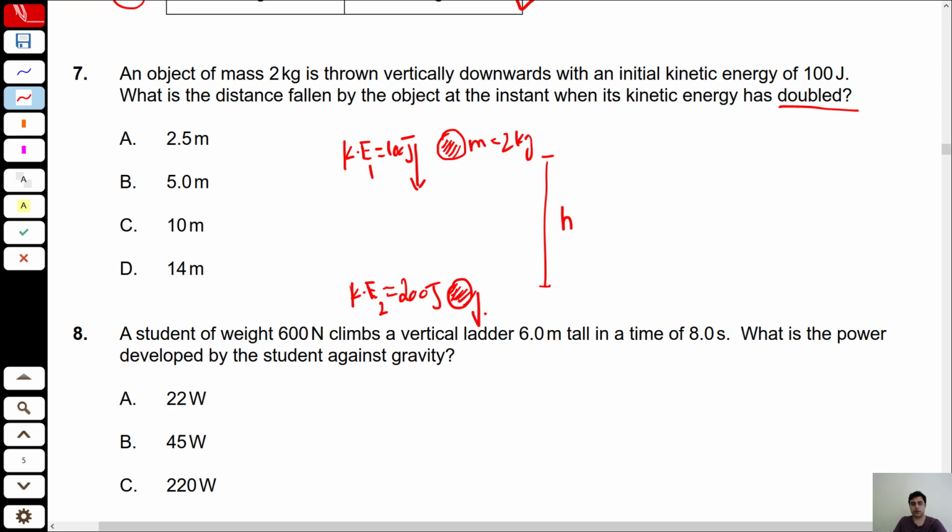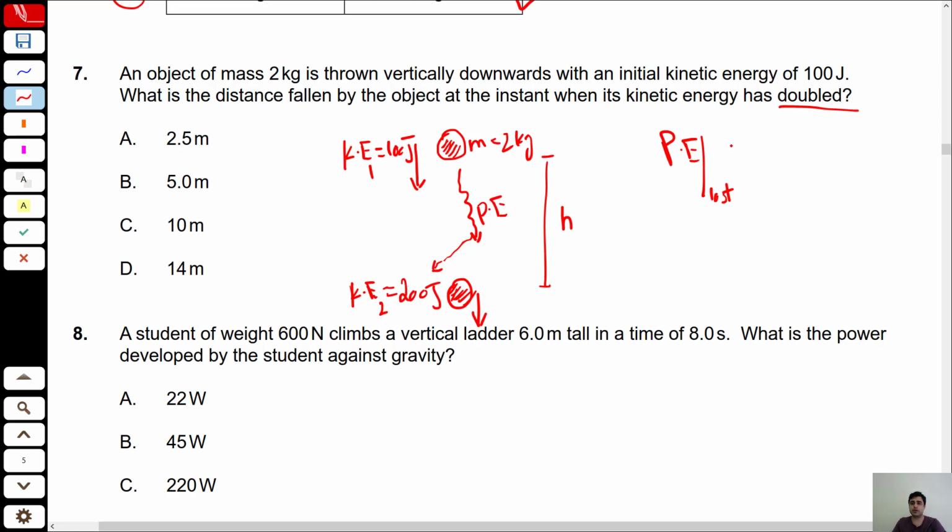That means it is still falling down. And the question is, who's responsible to provide this 100 joules of kinetic energy, because of which the kinetic energy has doubled? Somebody has to provide this energy because energy is conserved. We can see it's falling downward. When an object loses height and falls under the influence of gravity, there will always be a loss of potential energy. That loss in potential energy is responsible to provide this additional kinetic energy.